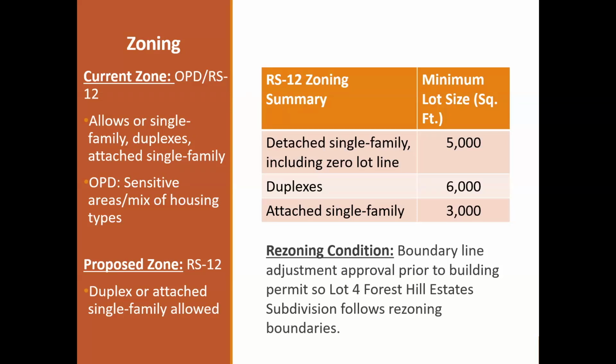This rezoning, combined with the boundary line adjustment, does not change the land uses that are allowed on Lot 4. The table shows the minimum lot size required for the variety of housing types allowed in the RS12 zone. Regardless, the subject property will not allow for development due to the existing conservation easement. Staff is also recommending a condition that no building permit be issued for Lot 4, Forest Hill Estates subdivision until the city approves a boundary line adjustment that conforms to the proposed zoning boundaries.